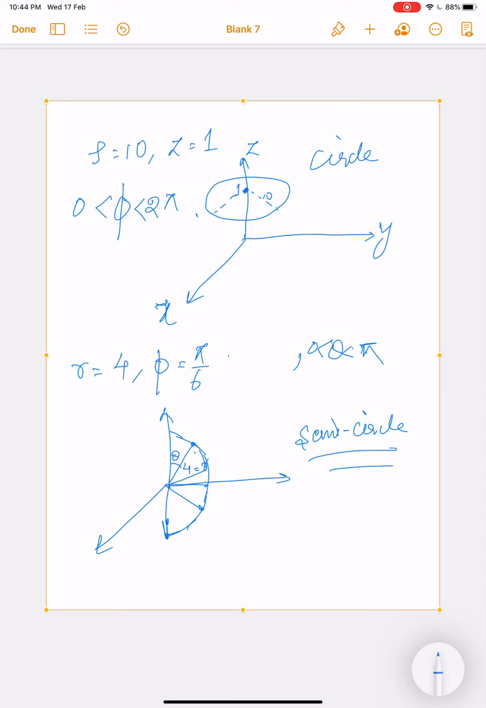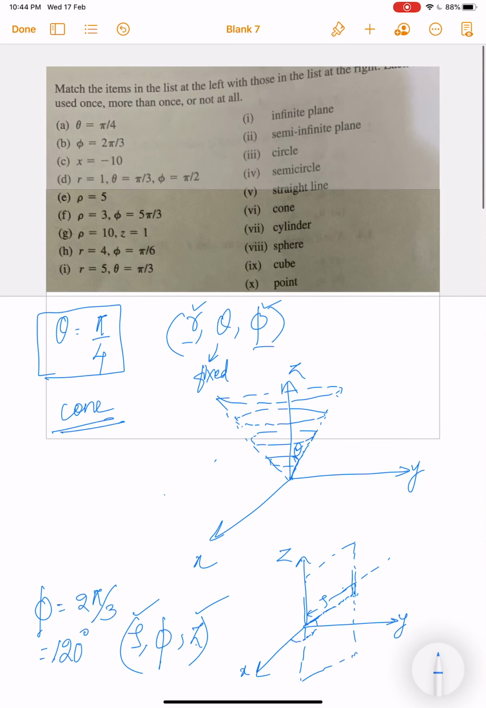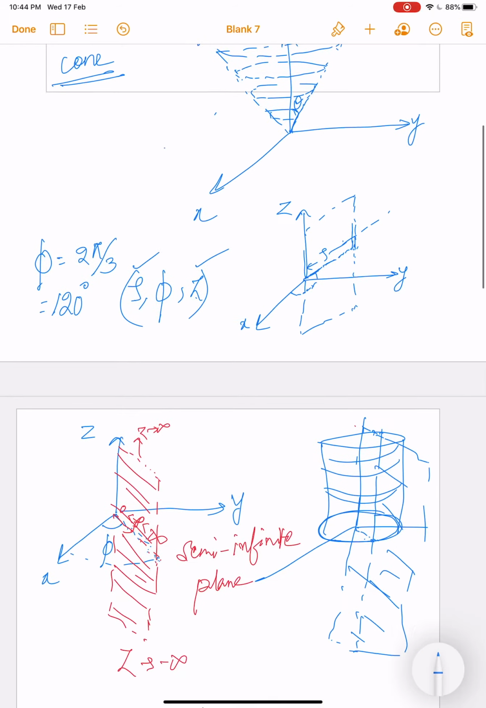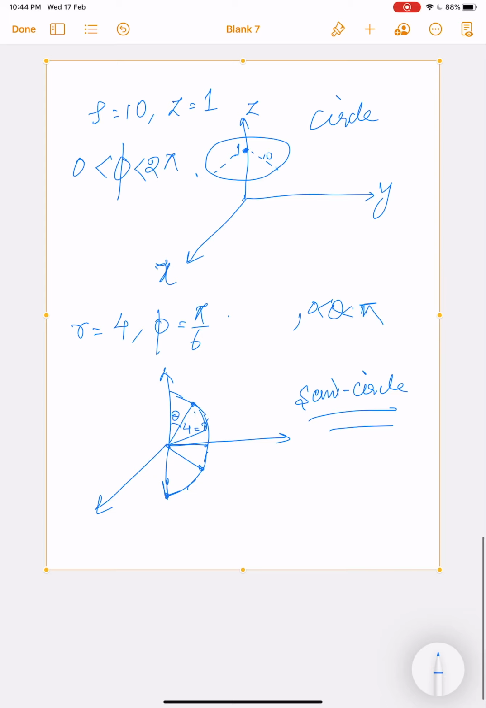So two coordinates are given, and generally it's all these sort of things that you're getting. Then the next bit is r is equal to 5 and theta is equal to pi by 3. Let's see.